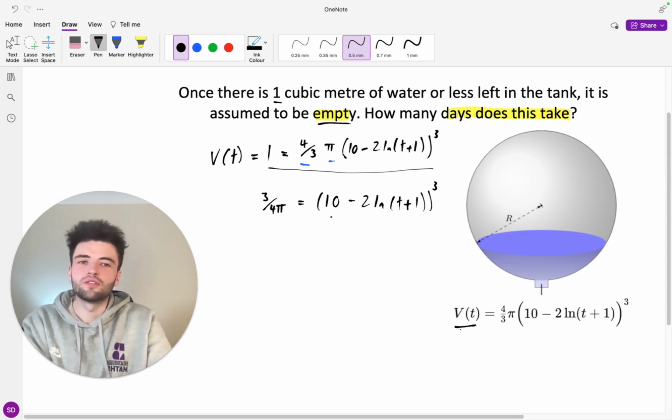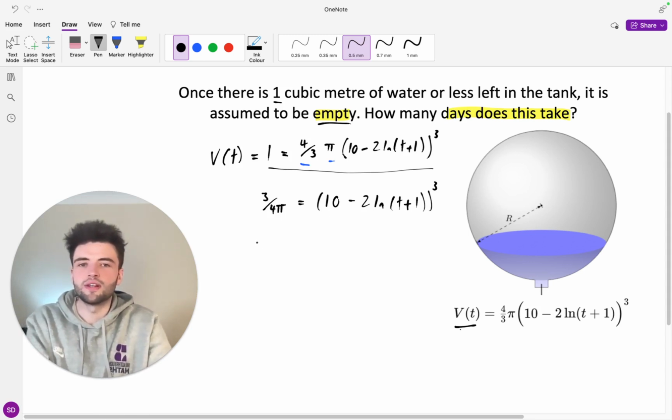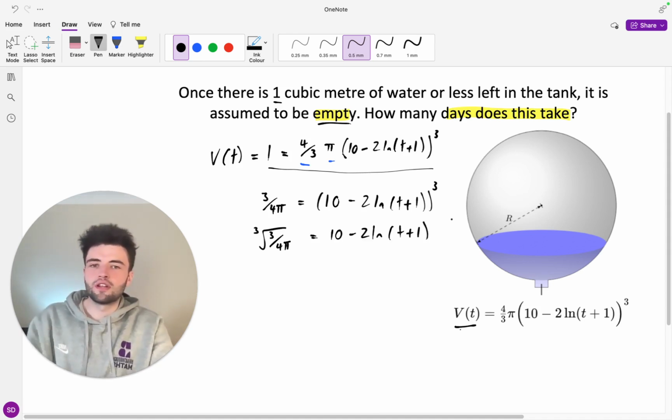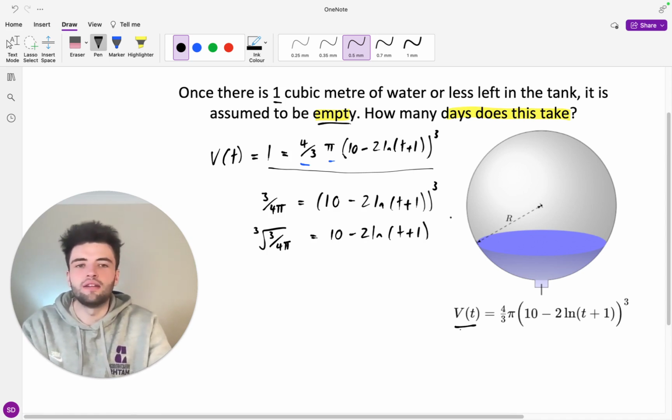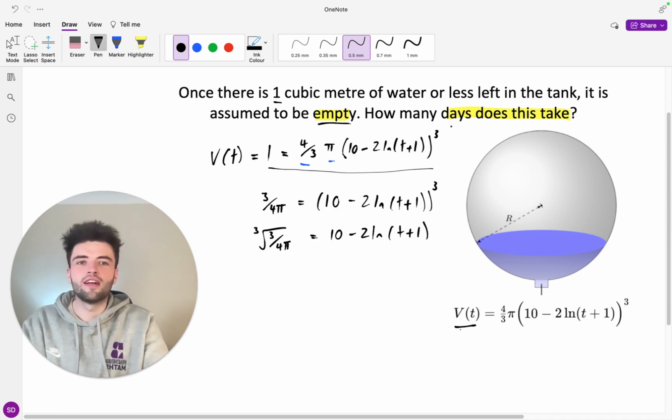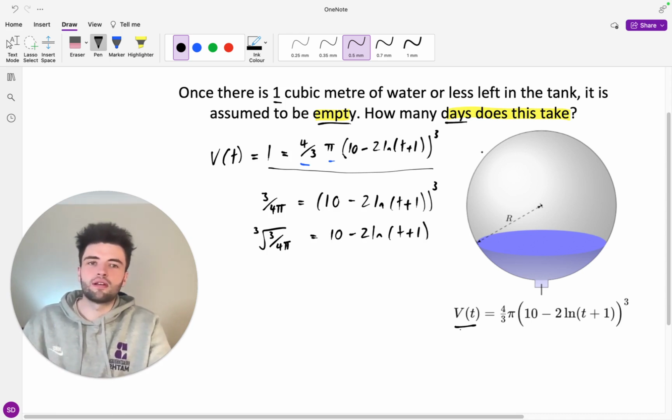So the natural next step is going to be to take the cube root of both sides, and that is going to give us this new expression here, where we've got the cube root of 3/4 pi is equal to 10 minus 2 ln(t plus 1). And so you can see we're sort of making progress here towards getting t on its own, which is our goal here, because we're looking for how many days does this take, or we're looking for essentially a unit of time, and we need to isolate t to find that.